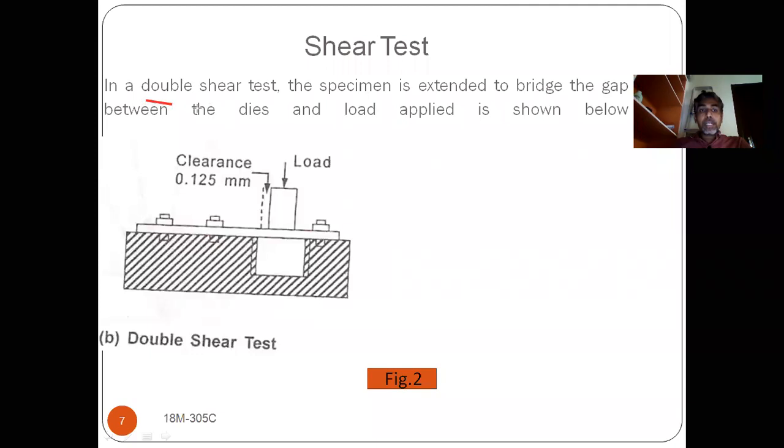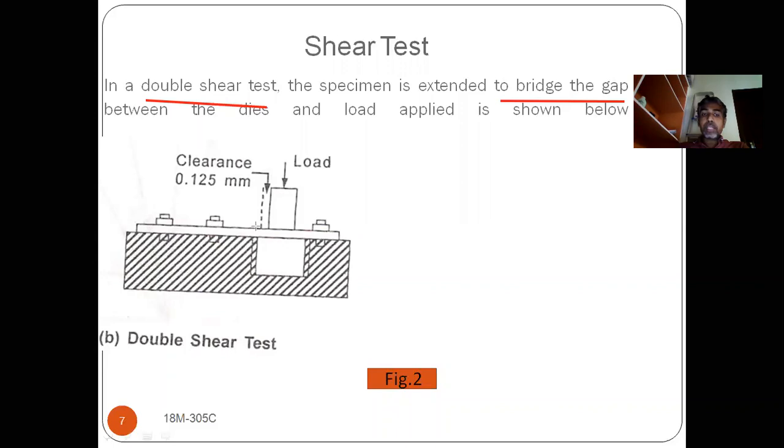In a double shear test, the specimen is extended to bridge the gap. In the previous one you had a gap here, but here you do not have any gap because you are filling that gap, and you have another clamping here. So when you apply the load, shear will take place at both the ends. That's why it is called the double shear test. As usual, what you did in the single shear test, the same thing can be done here.